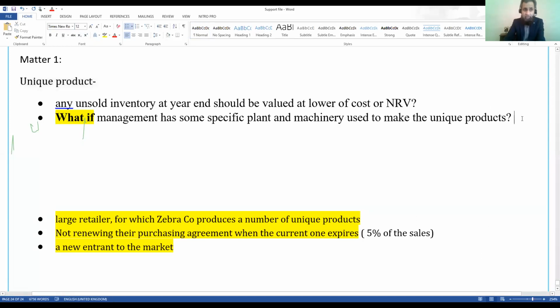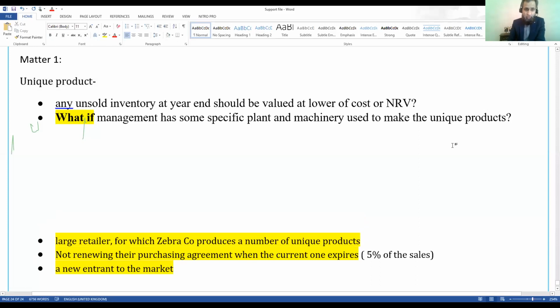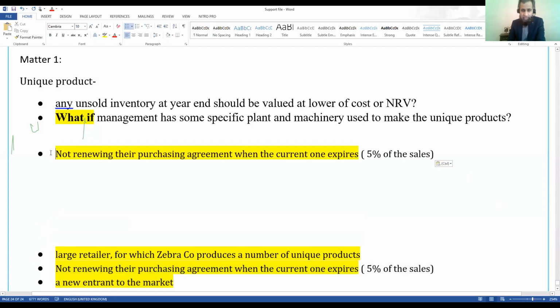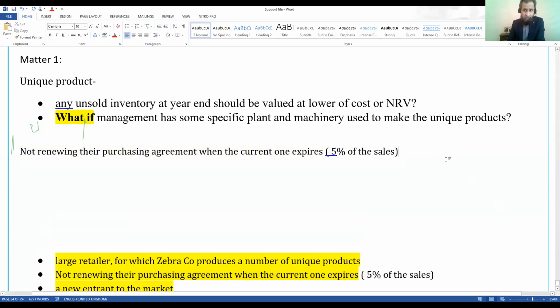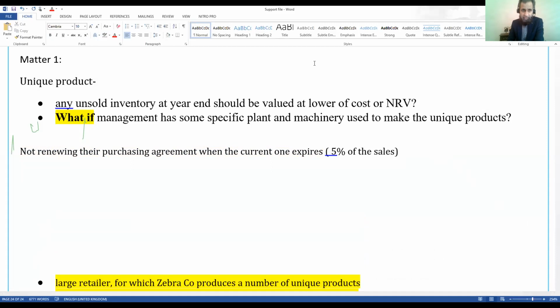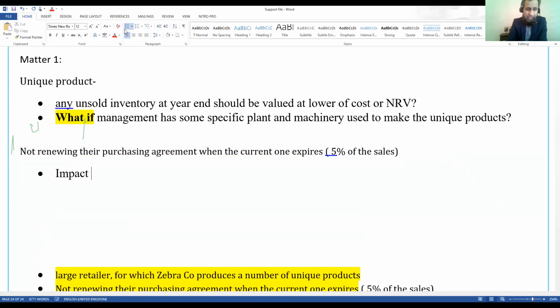Number two, what is the second point? Not renewing their purchasing agreement when the current one expires. That's the second point. Now for the second point, the first thing that strikes my mind is impact on future sales, as the large retailer provides 5% of the total sales.